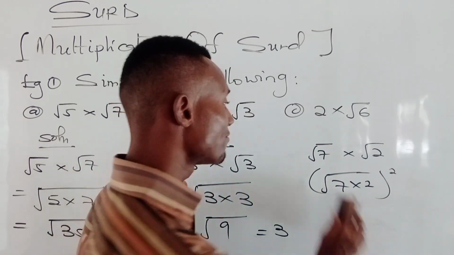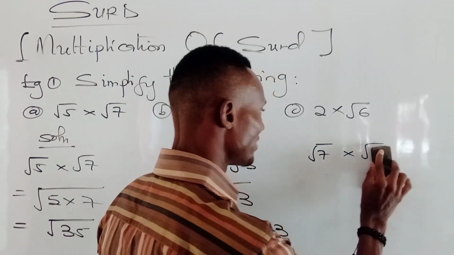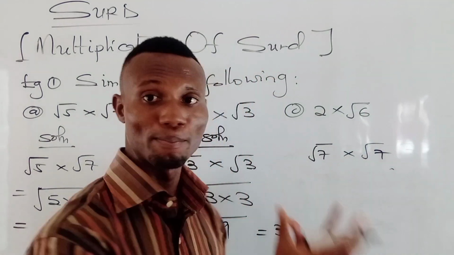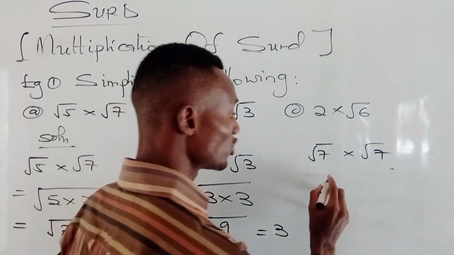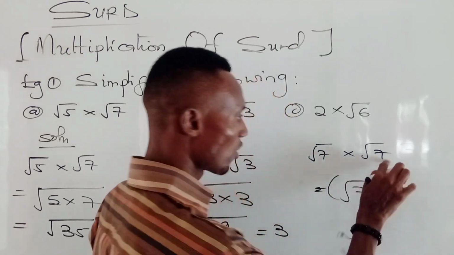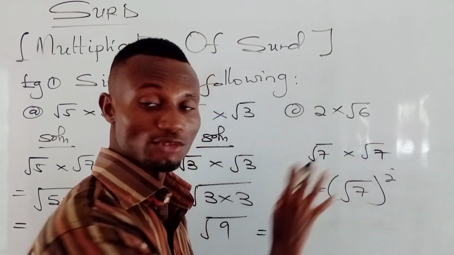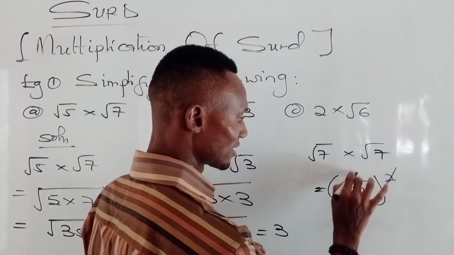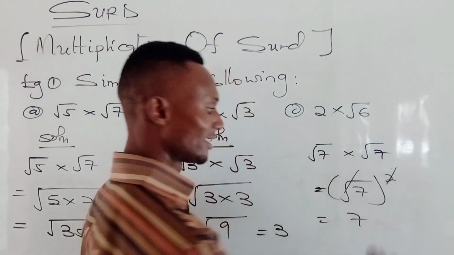If I have, let's say, square root of 7 times square root of 7, then I can apply what I just taught you. This one is going to be square root of 7 all squared, because the values are the same, both have a square root sign, and they are multiplying. So this power 2 will cancel the square root sign, and I'll have 7 left.